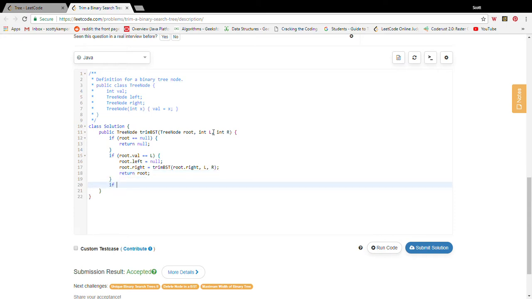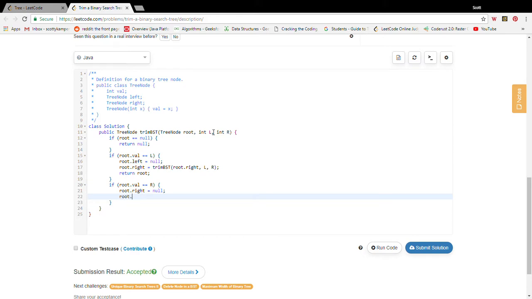And you can probably guess what's coming next. What happens when the root's value is equal to the right? Well, again, our binary search tree properties state that in that case, everything in the right subtree of the root is outside of our bounds. It's higher than our higher bound. So we will trim away the right subtree.